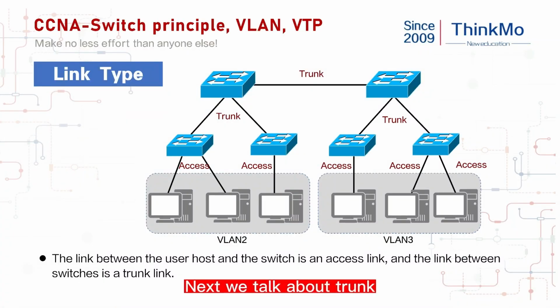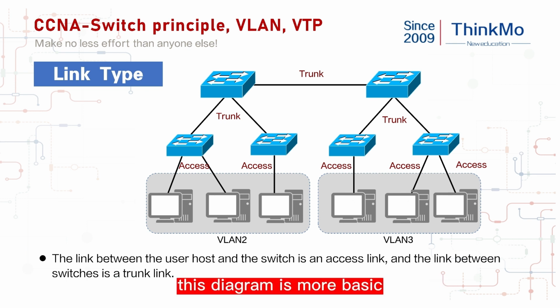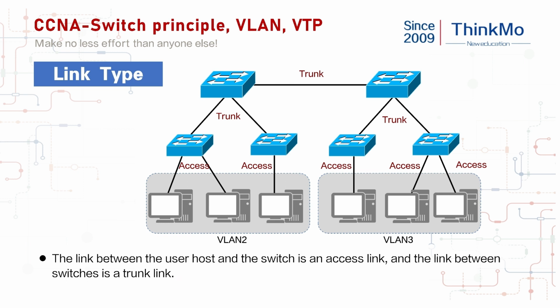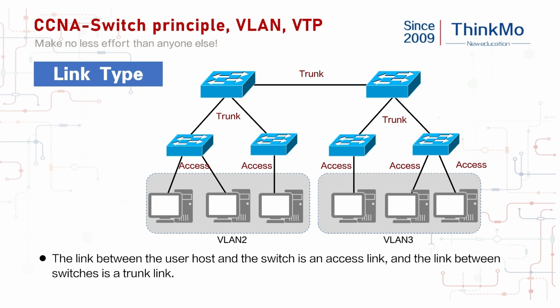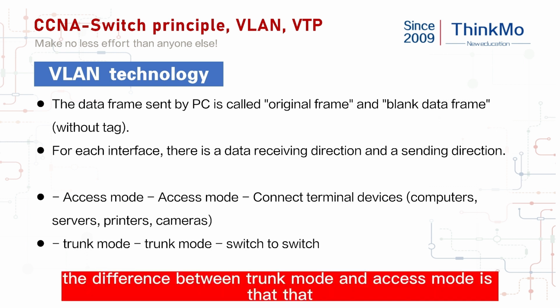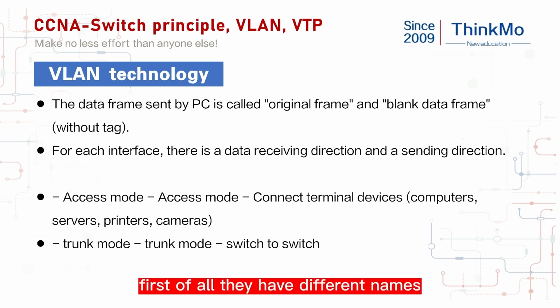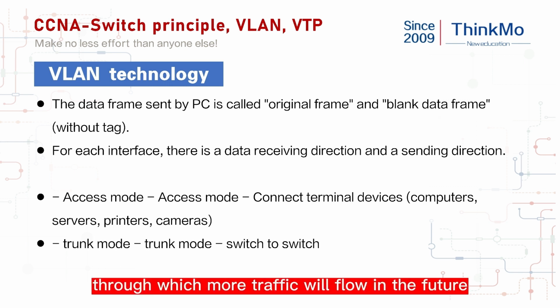Next we talk about trunk. If you are interested, you can make this kind of picture after class. This diagram is more basic. When we make a trunk, we directly make a more difficult one. We do one-arm routing. Trunk is between the two switches. The difference between trunk mode and access mode is that, first of all, they have different names. It's obvious. Trunk means the main road through which more traffic will flow in the future.